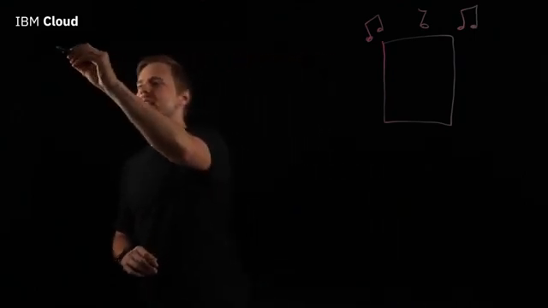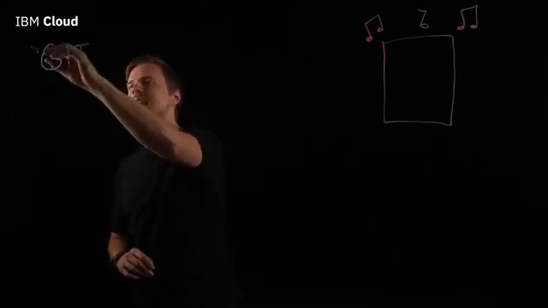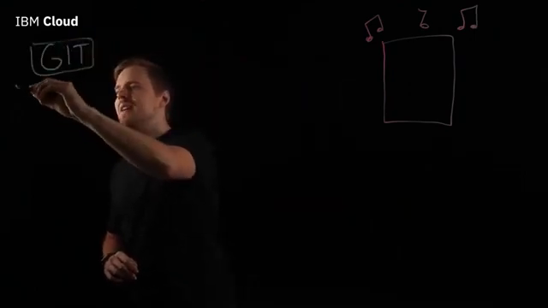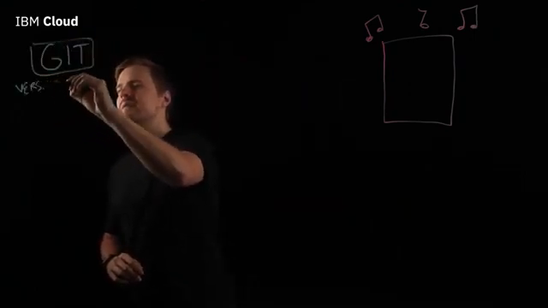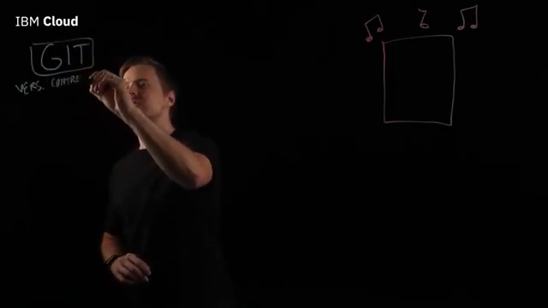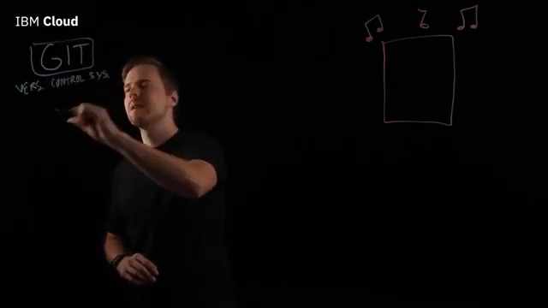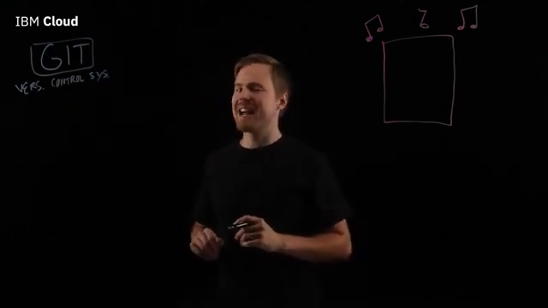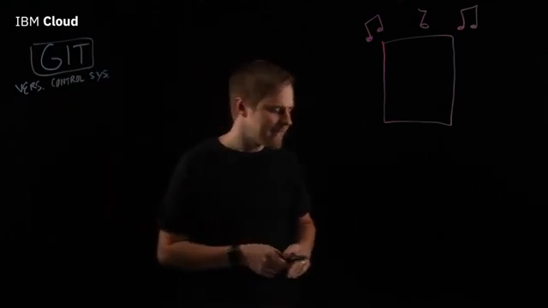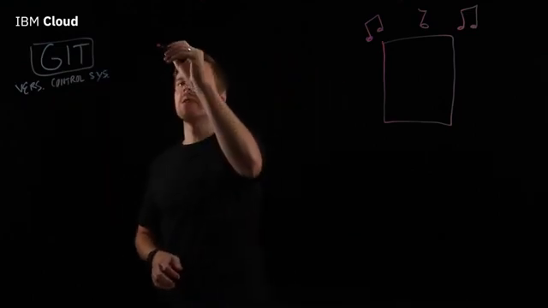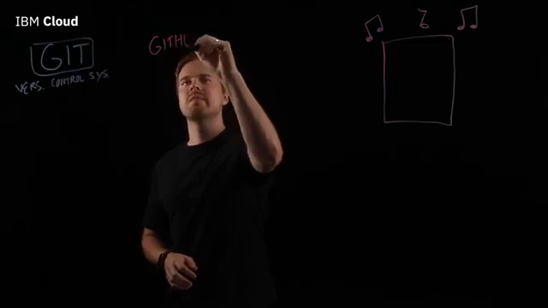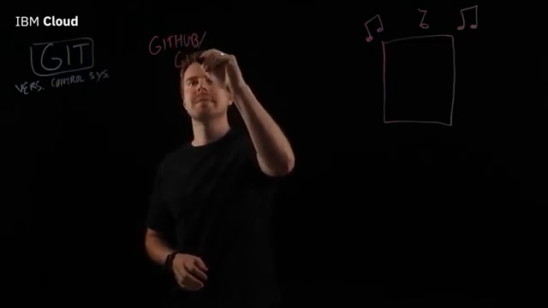So what is Git, right? Git is what's known as a version control system. Might not mean a whole lot to you right now, but we'll jump into what exactly that means. How about GitHub or GitLab?